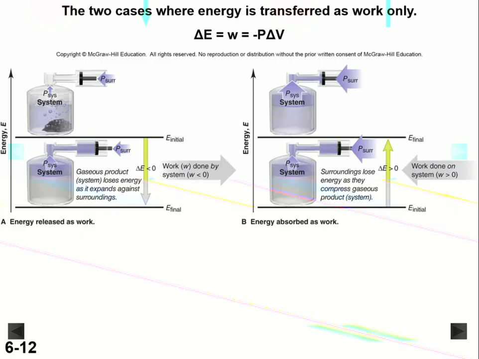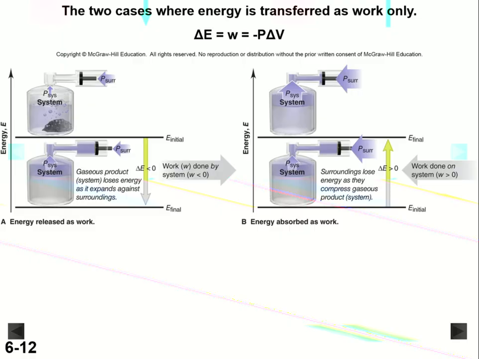On the left-hand side, we have our initial state of the system, and the initial state of the system is at higher energy. So we have a reaction. You can see there's a dark powder at the bottom. It's reacting and releasing bubbles of gas. Those bubbles of gas then push against the atmosphere, and they do work against the atmosphere. Our final state is lower than our initial state, therefore delta E is negative, and work will be negative.